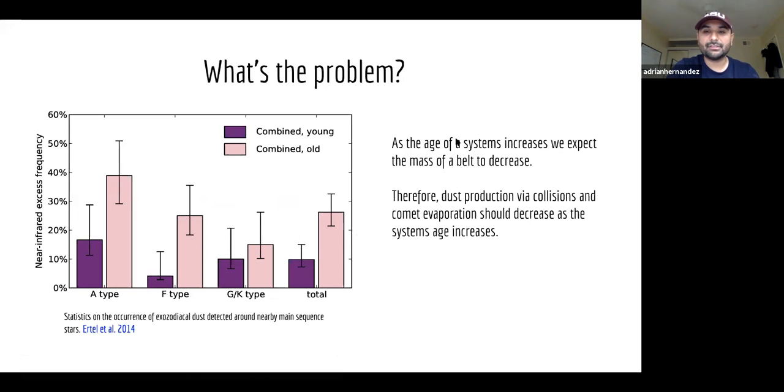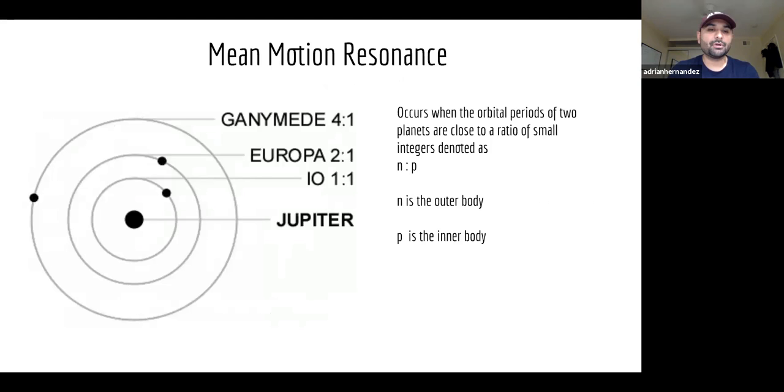So you would expect that as the age of the system increased, the dust produced by that system would decrease over time, but this is showing that when they took surveys, there was a higher chance of finding this exozodiacal dust in older systems versus younger systems, and this is actually what we're going to explore with the rest of the time here. But before I move forward, I briefly just want to touch on mean motion resonance.